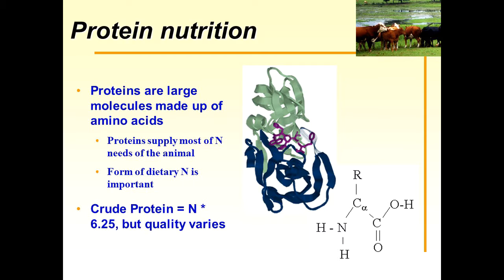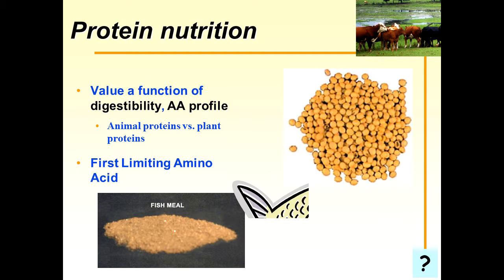So proteins, of course, are molecules. They're made up of amino acids. Proteins supply most of the nitrogen to the animal. We can convert from the crude protein content of the diet to the nitrogen content of the diet, or vice versa. Nitrogen times 6.25 equals crude protein. The quality of protein in feeds varies. It's primarily a function of the digestibility of that protein and its amino acid profile.